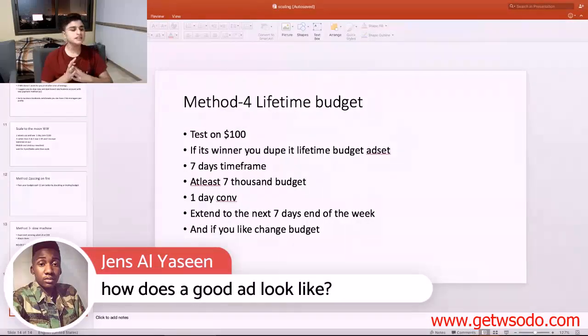For the ad copy, basically, you just want something that's a call to action, something that is nice and clean, something that also maybe uses a short link.